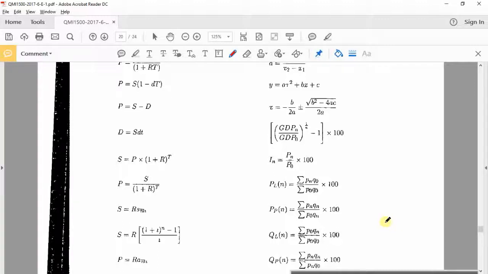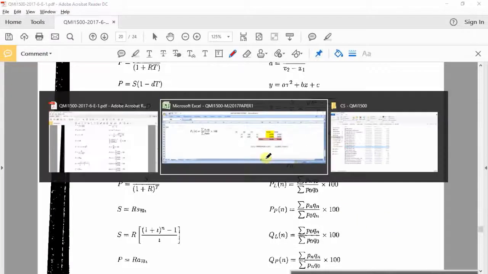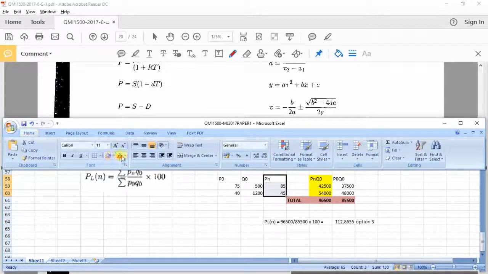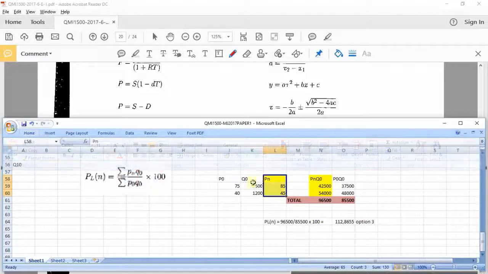I got 1,700 because I added the 500 with the 1,200, so I'm not sure where my mistake is. You have to do them separately. Look at the formula. The formula says sum up the PN times the Q0. So PN times Q0. PN is here.